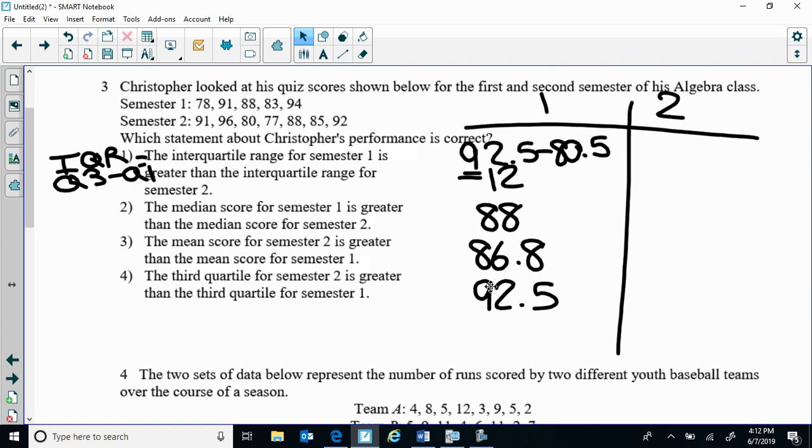Now, you'll need to do the same thing for semester 2. You will have to put those numbers in your calculator, find each of those values for semester 2, and then determine which choice is correct. Now you can try questions 3 and 4.